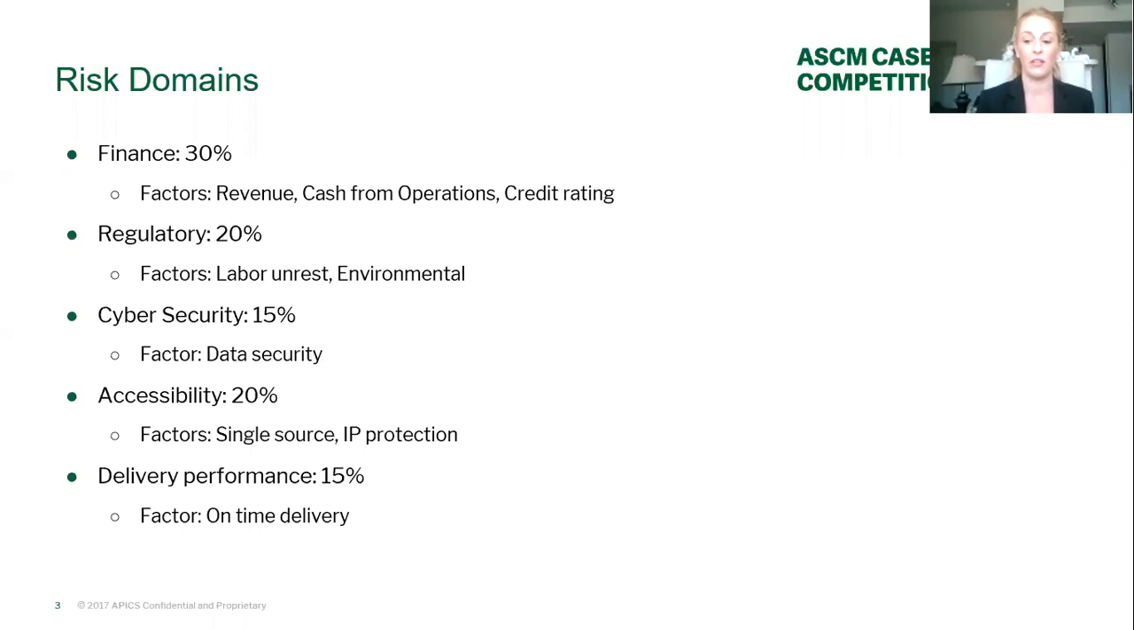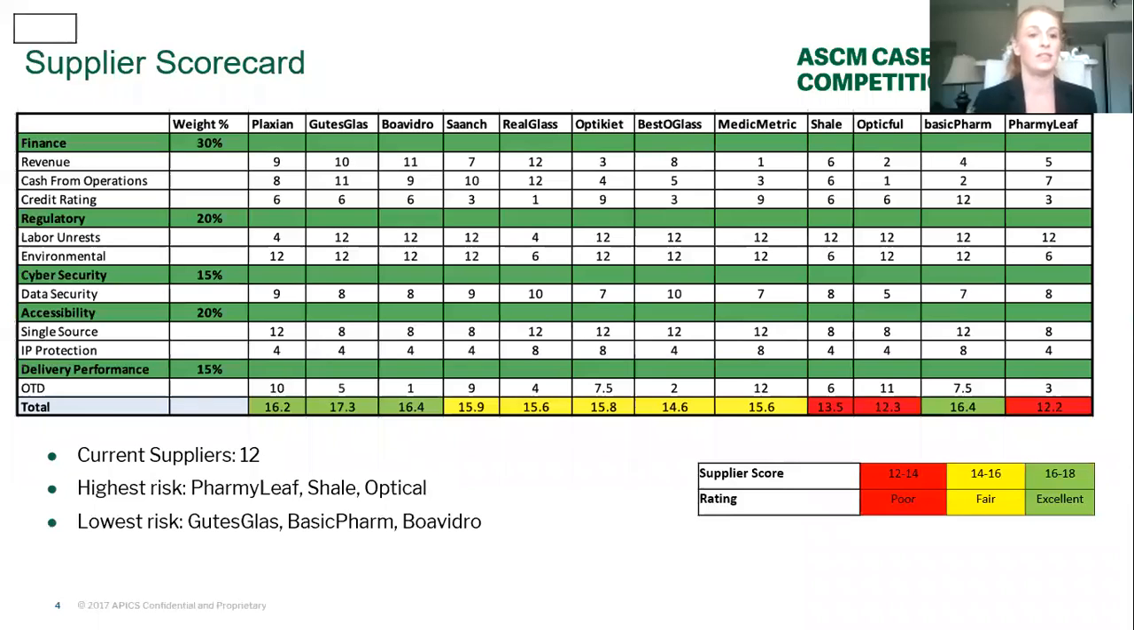First, we identified the following risk domains and weighted them according to what we felt were most critical to the business. Here you can see them listed out with the factors included within them. Using these domains, we built a supplier scorecard. From this scorecard, you can see the companies with the highest risk are Farmily, Shell, and Optical, and the companies with the current lowest risk are Glutes Glass, Basic Farm, and Boavidro.